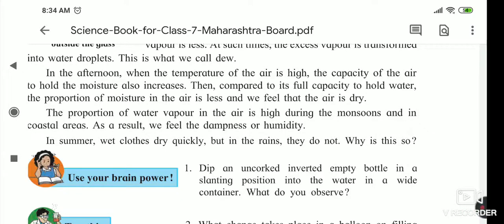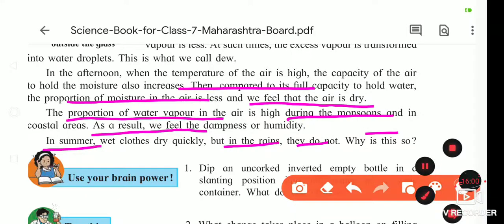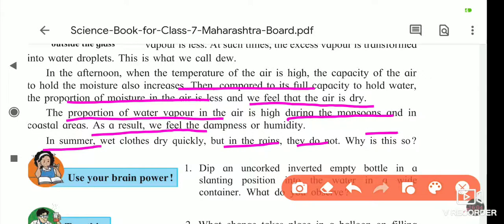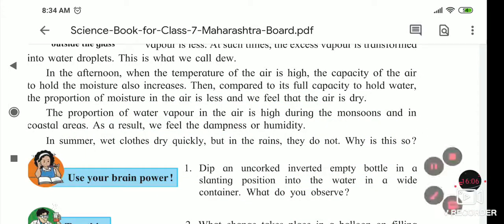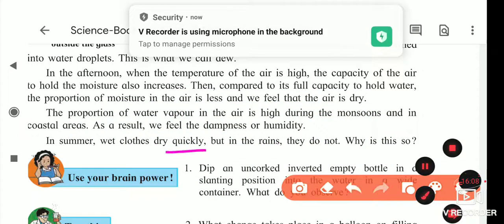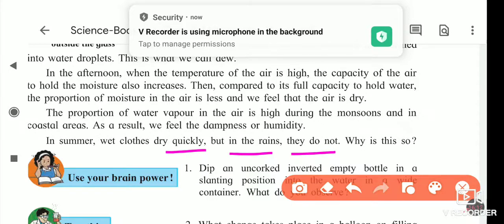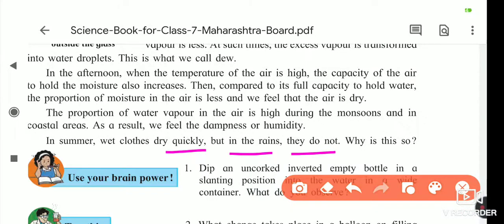Okay, now see here, one more question they are asking us. In summer, wet clothes dry quickly, but in rain they do not. Nowadays it is the rainy season and our clothes do not dry very fast, but in summer they dry very fast. The reason behind it is the water vapors in the air.